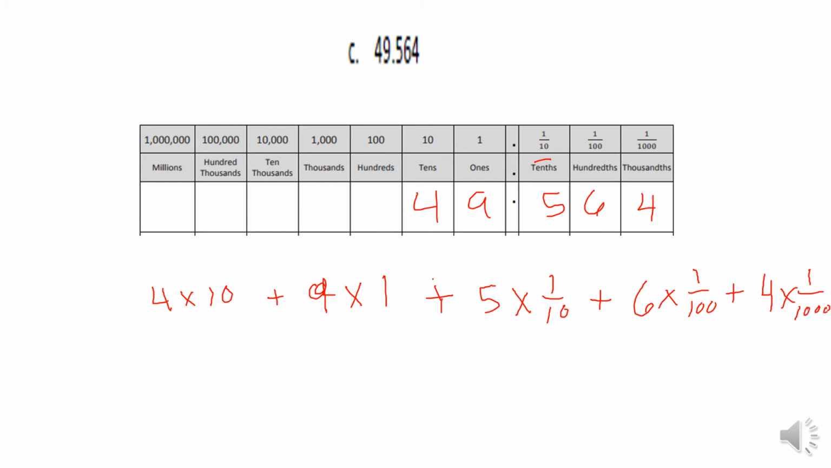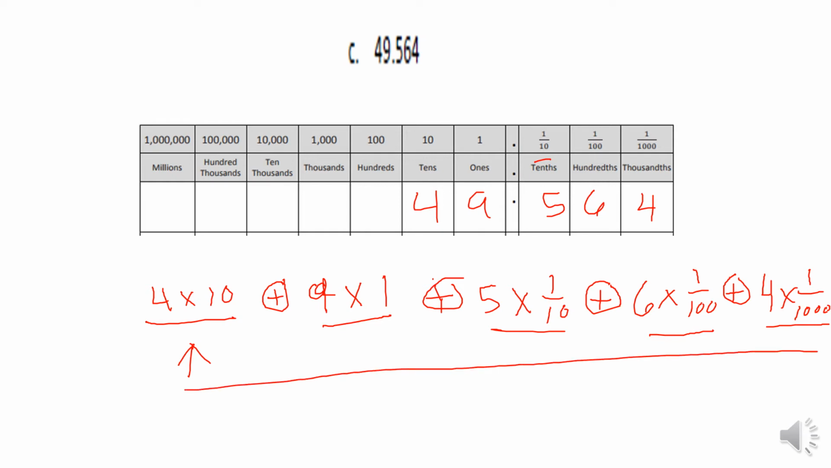Now, if you notice, this is the place value: 4 times 10, plus 9 times 1, plus 5 times 1/10, plus 6 times 1/100ths, plus 4 times 1/1000ths. Each one of these denotes the value in this place value, so it is the sum of all those place values.